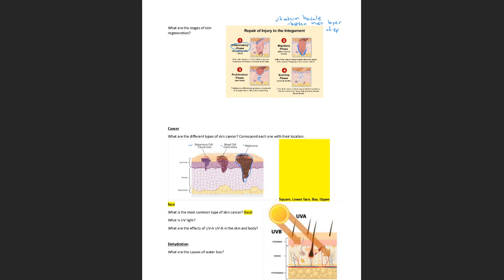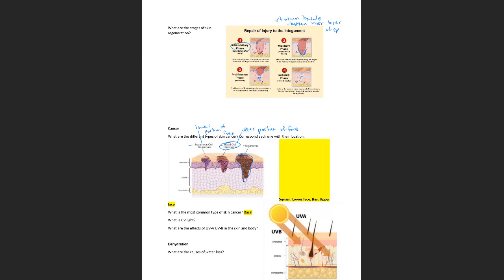So the most common type of skin cancer is basal cell carcinoma. Basal cell carcinoma is usually localized in the upper portion of your face. Squamous cell carcinoma is the lower portion of your face. And melanoma, they happen basically anywhere for the most part. For the sake of the exam, squamous cell carcinoma, lower portion of the face. Basal cell carcinoma, upper portion of the face.